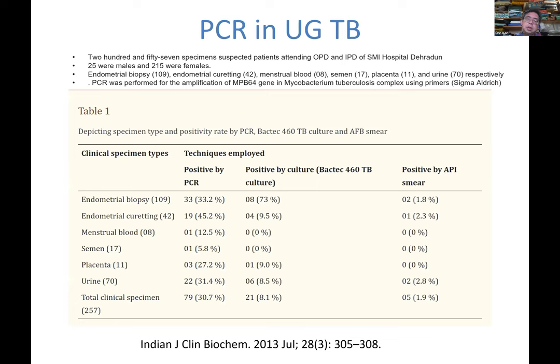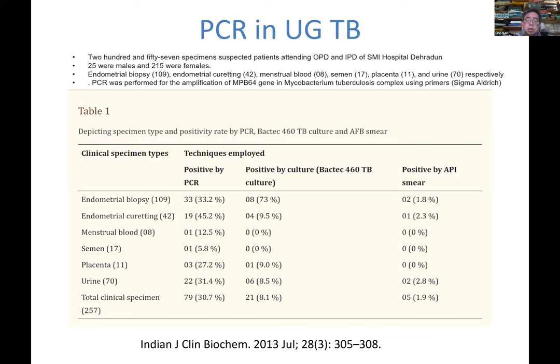So I'm just going to illustrate the potential power of PCR, polymerase chain reaction. This is a study, I believe, from India, and they looked at 257 suspects in their local hospital. What they did was look at various biopsies from the area. So this is endometrial, about 100 endometrial curettings, 42 menstrual blood, semen, placental tissue, urine, and looked at the yield of the PCR. Now, this is not a straightforward commercially available one.